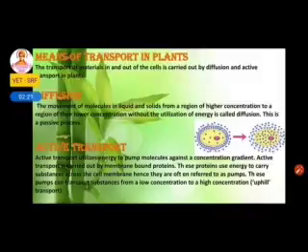Diffusion is the movement of molecules in water and solids from a region of higher concentration to a region of lower concentration without utilizing energy. This is called diffusion. So materials will move from the region of higher concentration to the region of lower concentration. During this process, energy is not utilized, so this is a passive process.